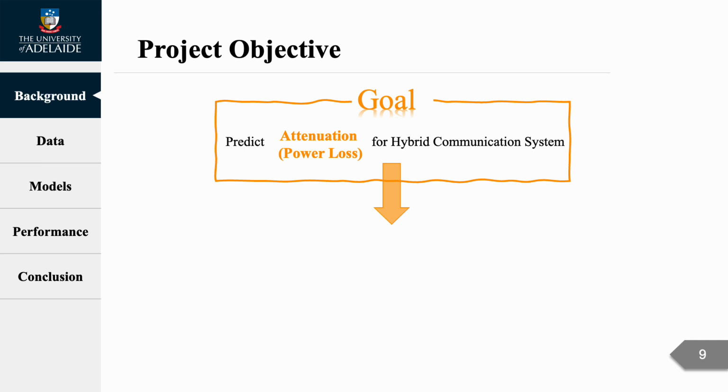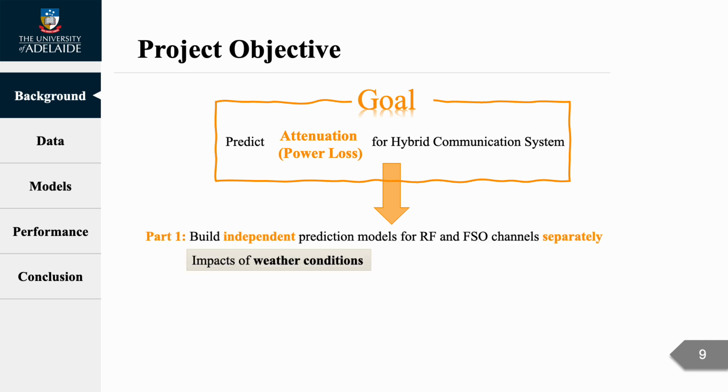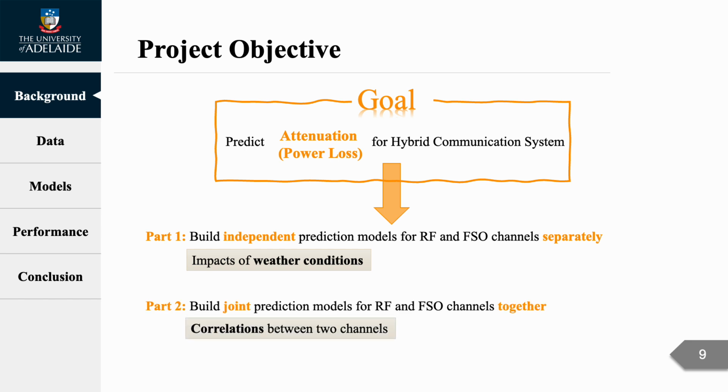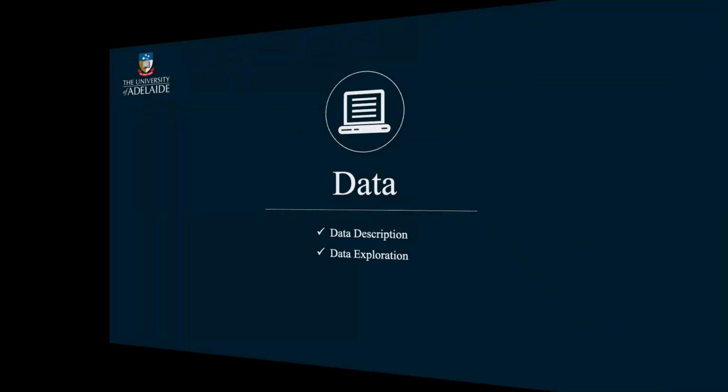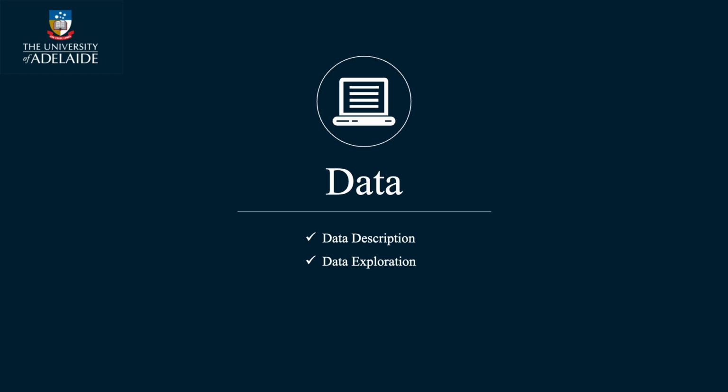To achieve this goal, we first develop independent models for RF and FSO attenuation separately, focusing on how different weather conditions affect each channel. Then, we build a joint model to study correlations between the two channels. Now, let's move on to the data part.